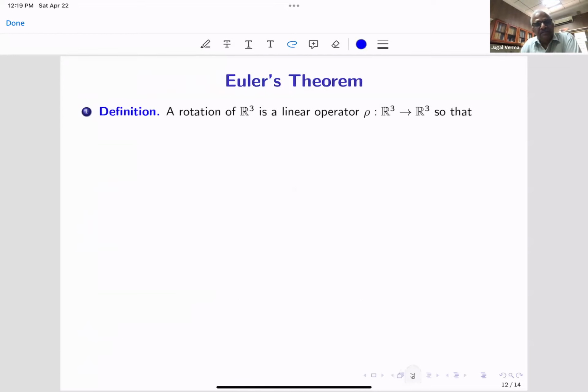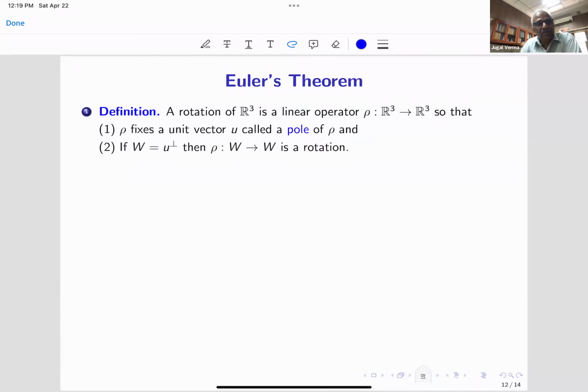Okay, so now let me derive a classical theorem of Euler. Euler worked in many areas, and of course he worked in classical mechanics, where he had to understand the meaning of a rotation and how we deal with rotations analytically. So first we need to define what we mean by rotation. A rotation of R3 is a linear operator rho from R3 to R3 such that rho fixes a unit vector, which is called the pole of rho, and the perpendicular space to W is a rotation of the plane.